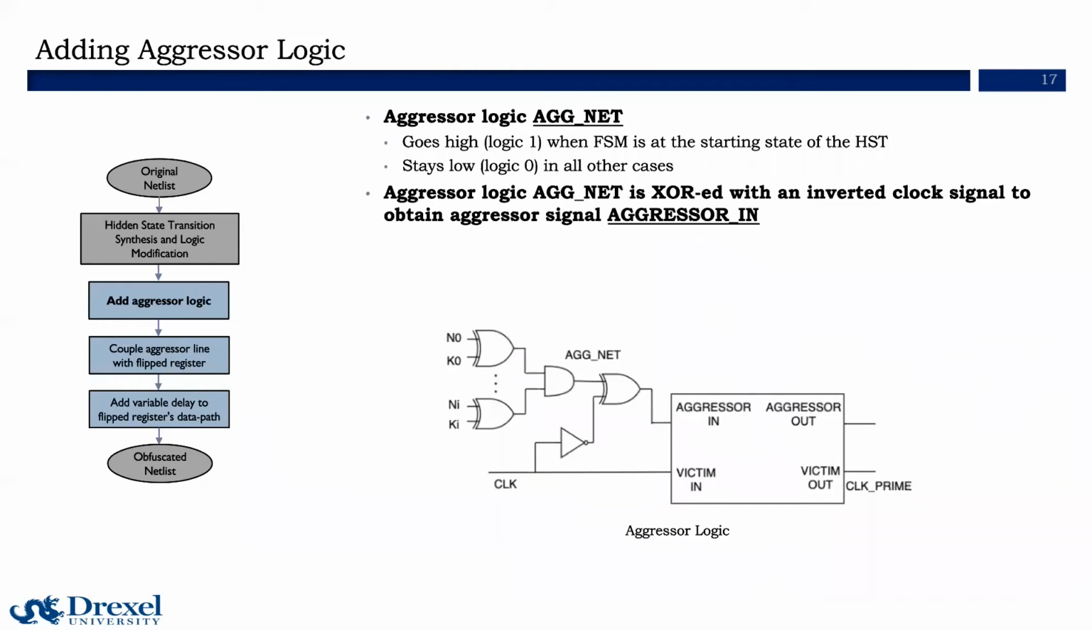Our added aggressor logic should be logic high at the starting state of the hidden state transition and logic low all of the other times. It is then XORed with an inverted clock signal to create the final aggressor line. This line, when activated, is always the inverse of the clock signal, which maximizes capacitance delay at the transitions.